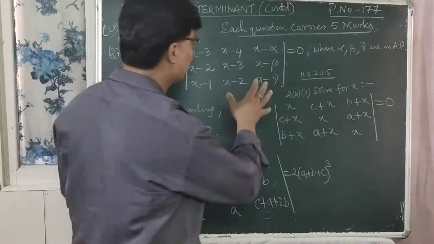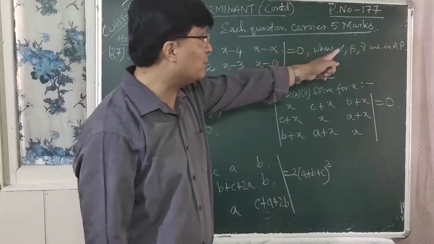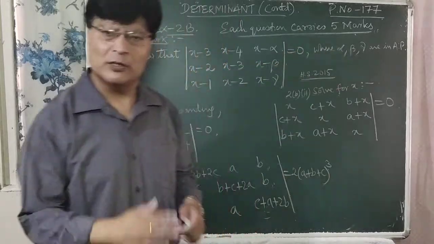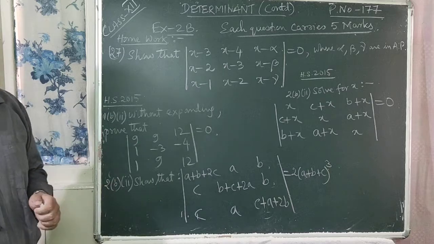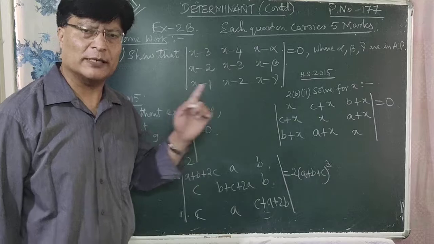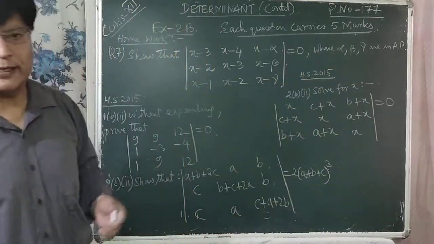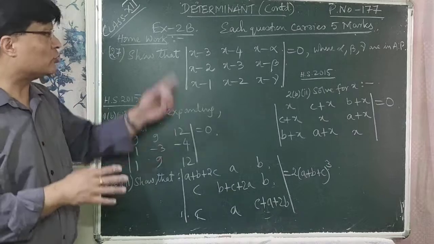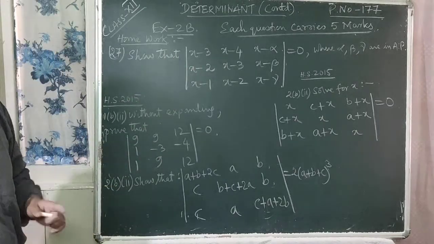Okay, you have to prove that this determinant is equal to 0. What is the condition given here? Alpha, beta, gamma are in AP. So we have done such type of problem. You can do it at home. If alpha, beta and gamma are in AP, what can you write? Second term minus first term is equal to third term minus second term. That is, beta minus alpha is equal to gamma minus beta. You can use this condition to prove this determinant is equal to 0. We have done such type of problem before.